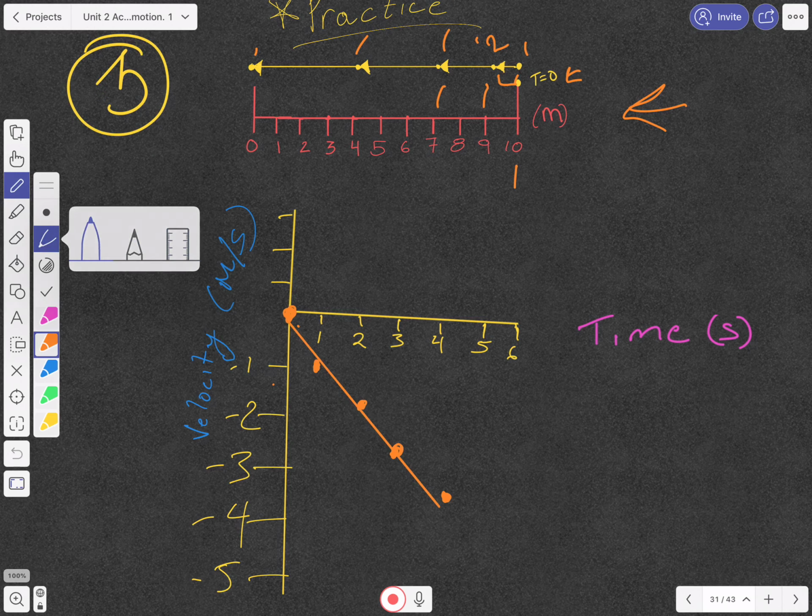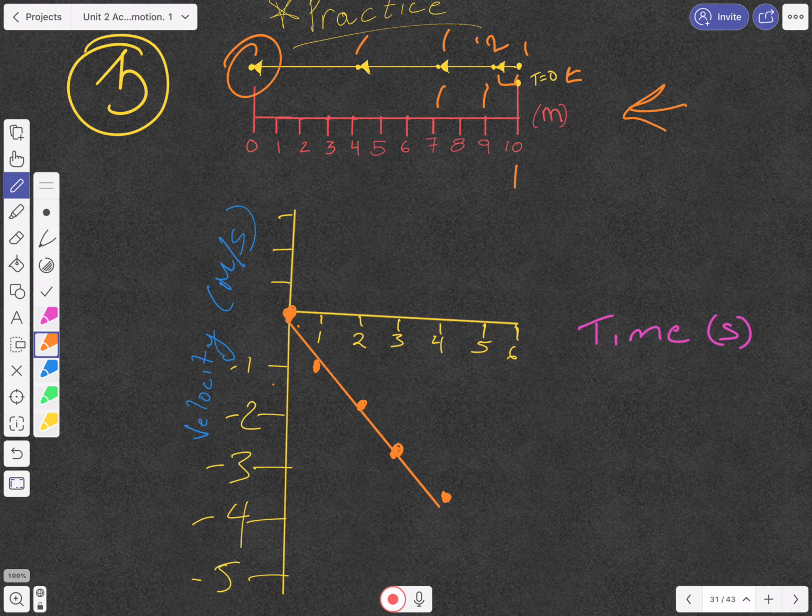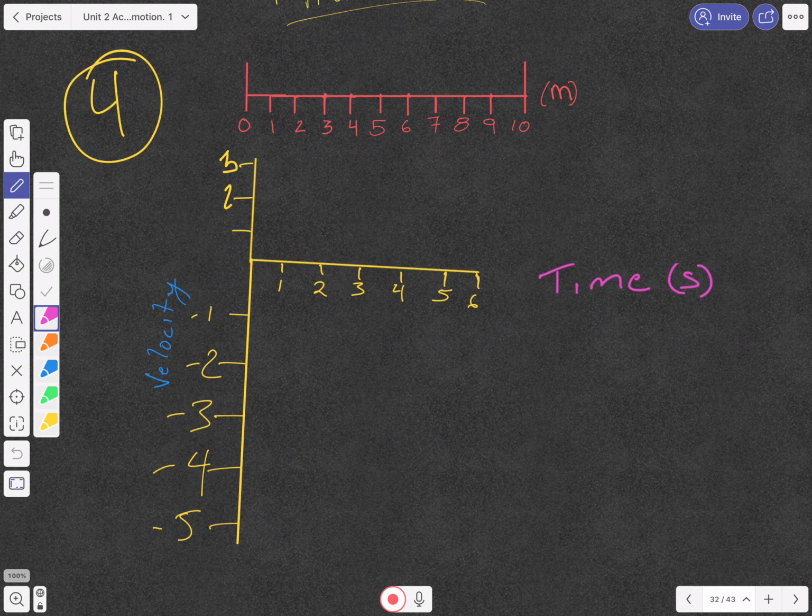And once again, at our 5 second mark, we cannot say what the velocity is, so we're actually going to just stop right here. And for this last one, I'm just going to give you the answer. Again, you should have tried it on your own.